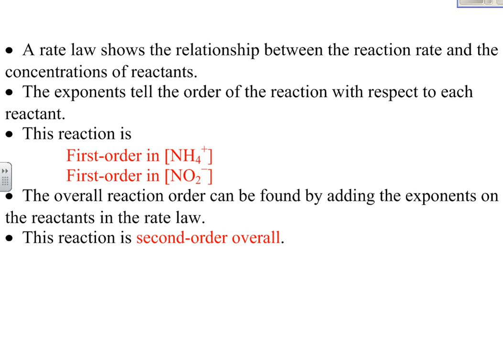So in this one, it's first order with respect to the ammonium ion. In other words, that first order is that value we got up here, n equals 1. And first order with respect to the nitrite, again, that value we got for m equals 1. The overall reaction order is found by adding the exponents together. So overall, this would be a second order reaction. And again, we're going to use this idea later on in the chapter to understand a little better what exactly is happening when these things react together.